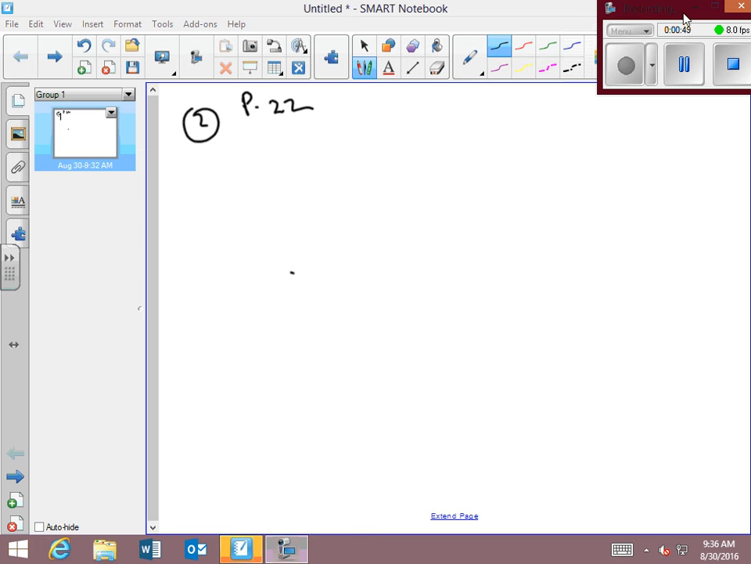definition on page 13. Echelon form meets the first 3, and reduced is 4 and 5, right? So echelon form says all non-zero rows are above rows of all zeros. So let's look at 2A. The non-zero rows are above rows of all zeros.